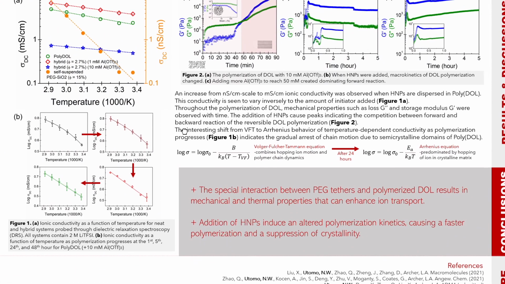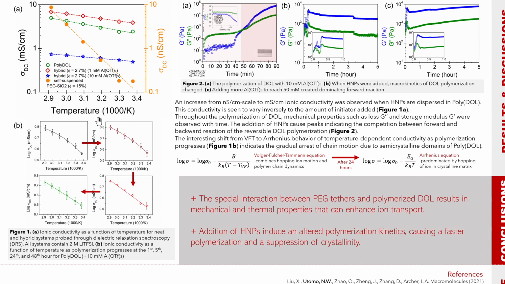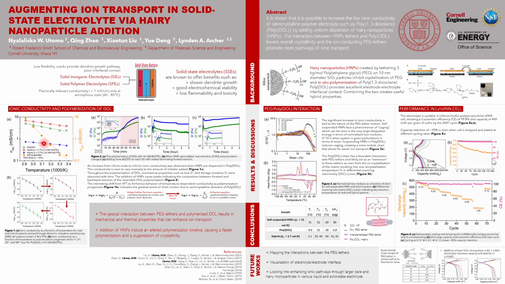As polymerization progresses, interestingly, structure evolves along with the method of ion transport. We see in Figure 1b the ionic conductivity with respect to temperature from the 1st, 5th, 24th, and 48th hour adopt a shift from VFT, Vogel-Fulcher-Tammann, to a more Arrhenius-like behavior. Since VFT accounts for the glass transition temperature of the host, it typically is associated with chain motion-assisted ion transport. So this means that as polymer is formed, less mobile fraction of the polymer chain exists and the ion motion becomes dominated by ion hopping through the now frozen matrix.